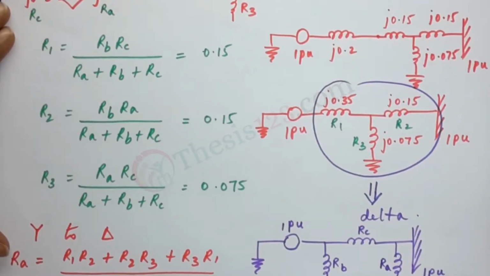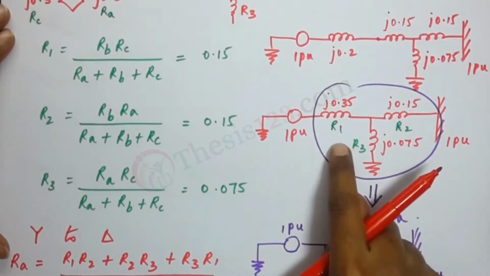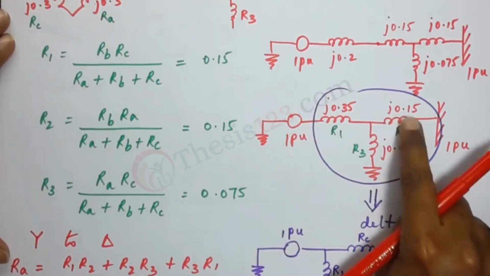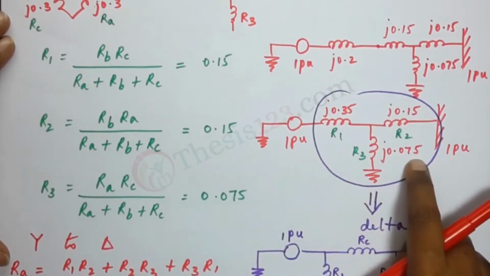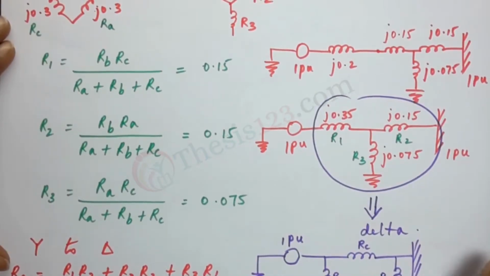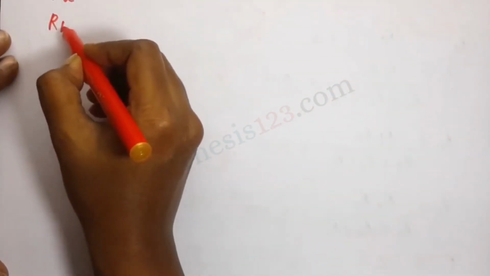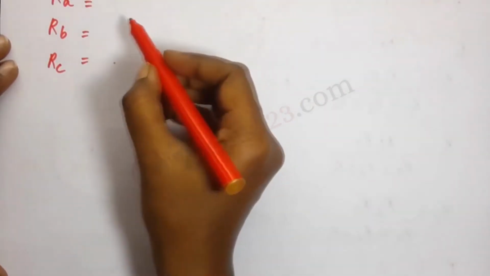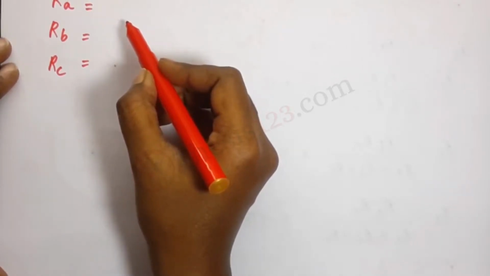Once we have this formula, we can substitute the values from the previous equivalent circuit here. R1 is 0.35, R2 is 0.15, and R3 is 0.075. So we'll have the values of RA, RB, and RC. So let me just flip this over and work it out here. Okay, so now the values of RA, RB, and RC according to the formula and the previous equivalent circuit that I've noted down.